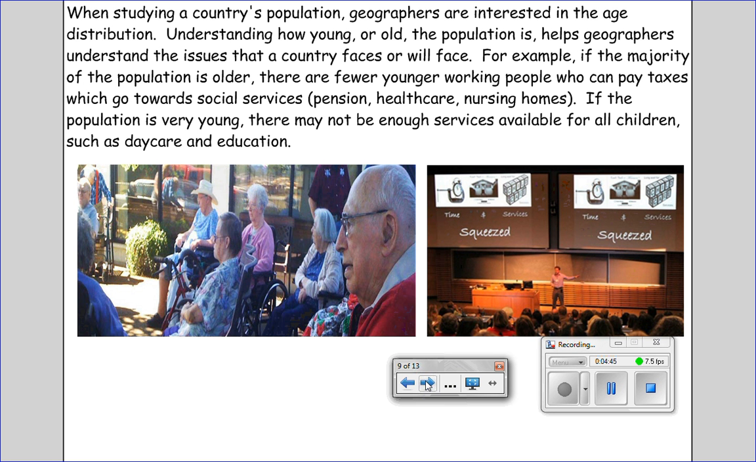When studying a country's population, geographers are interested in the age distribution. Understanding how young or old the population is helps geographers understand the issues that the country faces or will face. For example, if the majority of the population is older, there are fewer younger working people who can pay taxes, which go toward social services, such as pension, healthcare, and nursing homes. If the population is very young, there may not be enough services available for all children, such as daycare and education.